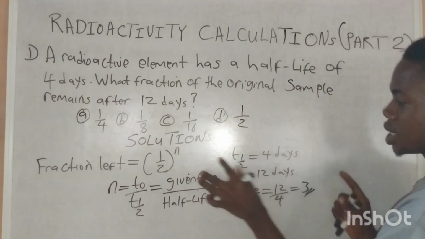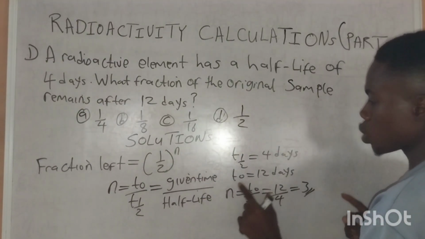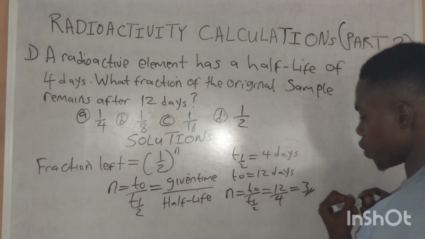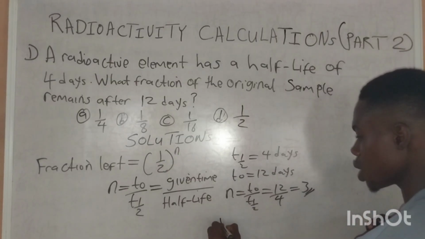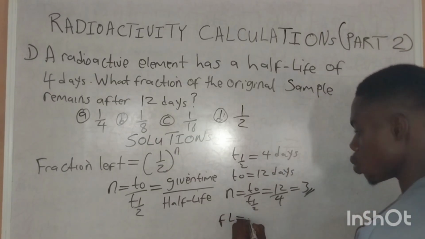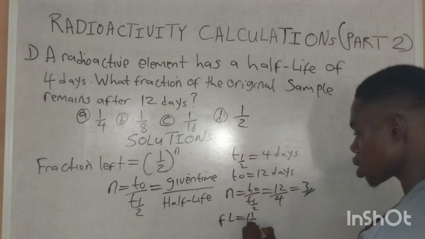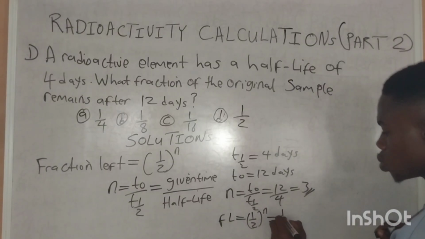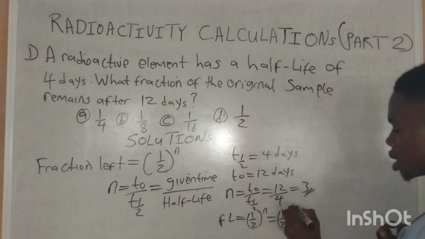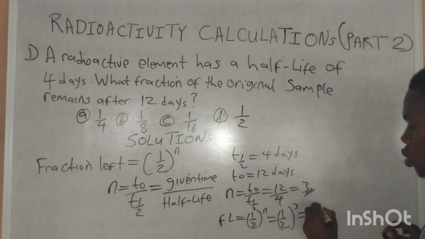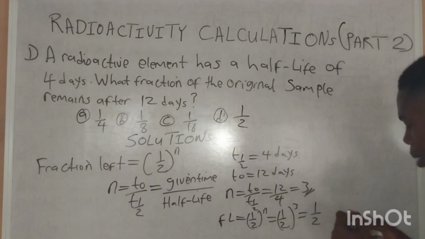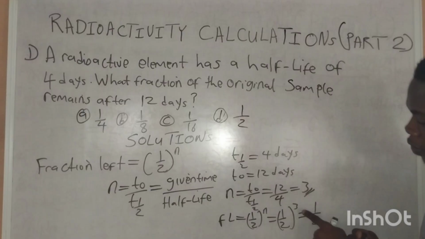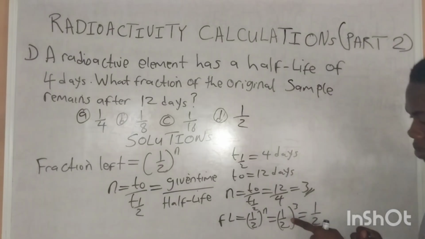Now that we have n, which is 3, let's put it in the formula to get our fraction left. So please take note that fraction left is equal to 1/2 raised to power n. So equal to 1/2 in bracket, n is 3 that we got before. So equal to 1/2. Now please take note, what I want to do here is that if you look at it, this 3 is outside the bracket.